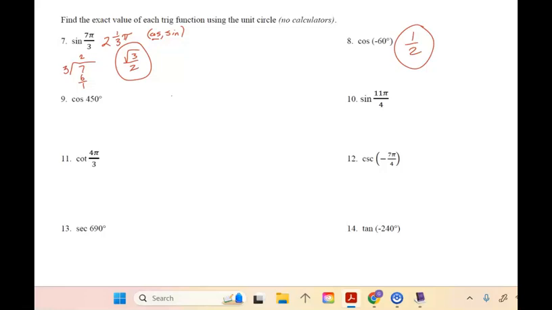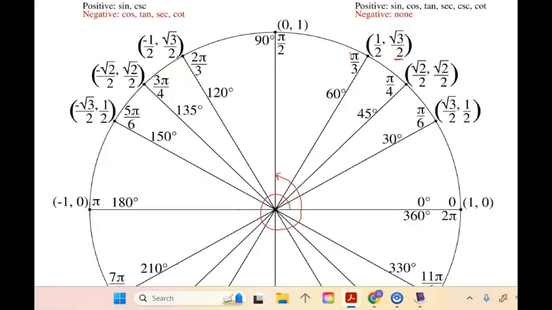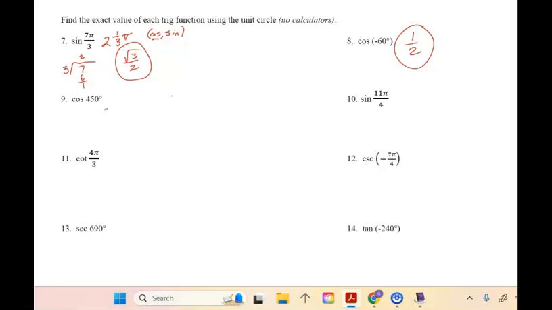And since we're looking at cosine, remember cosine is the x-coordinate. We just look at the x-coordinate at that angle, and that's our answer. So our answer is 0.